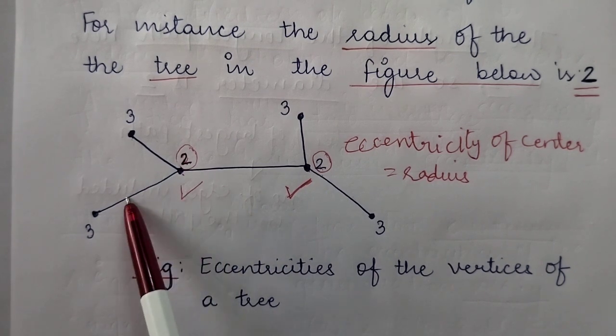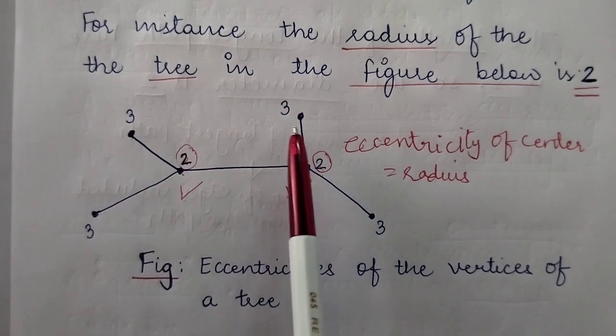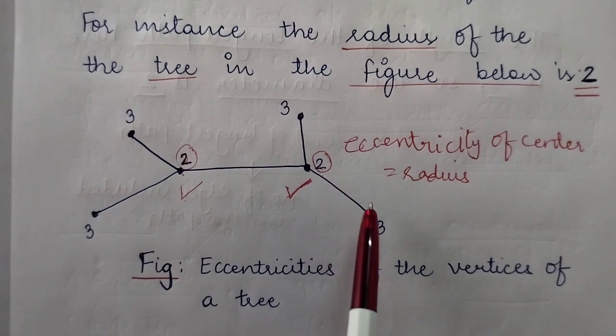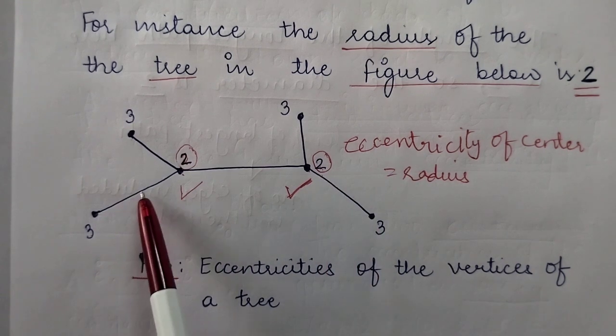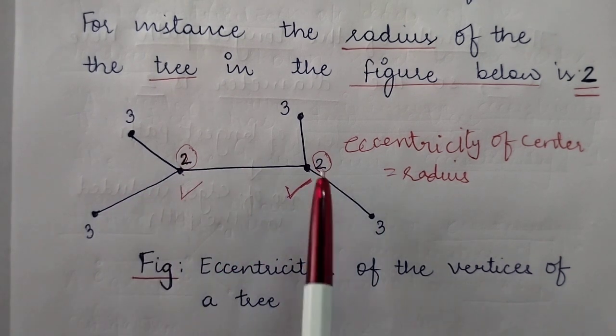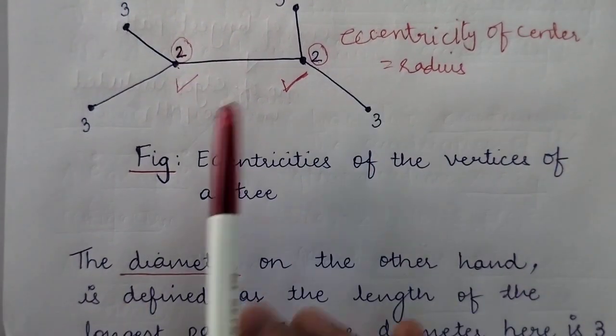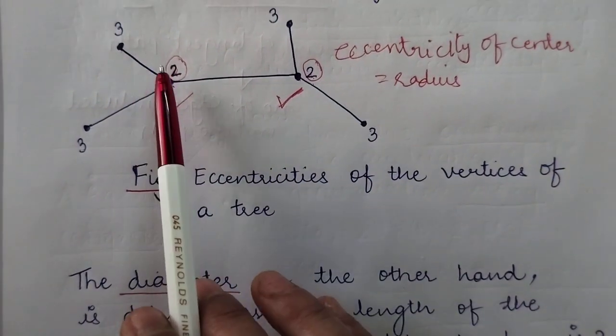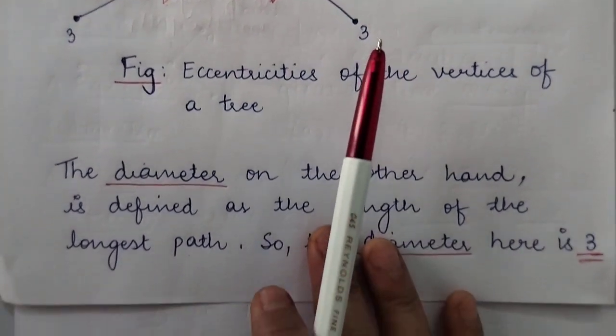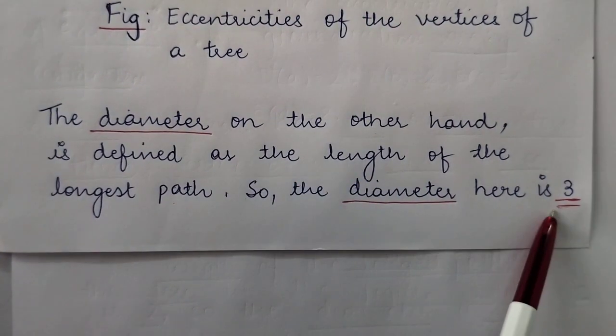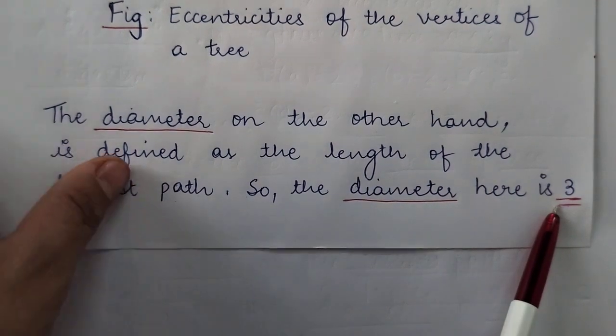Here you can see that all other vertices have the length of path as 3. This is the maximum length that all the vertices have. So clearly the length of the longest path here is 3, and hence I can say that the diameter is 3.